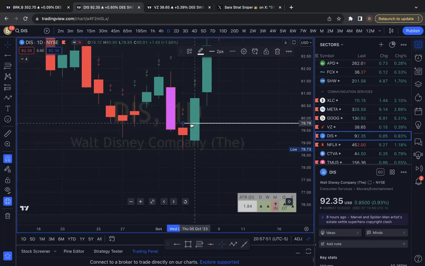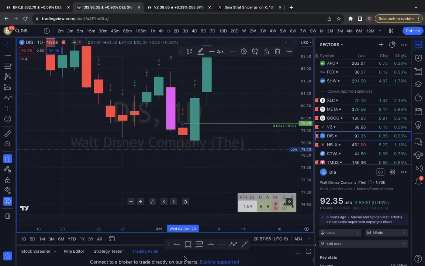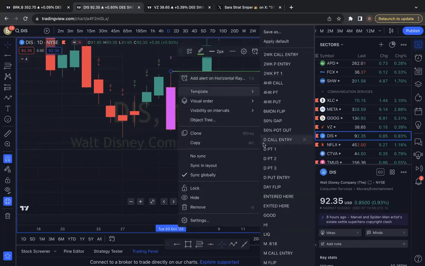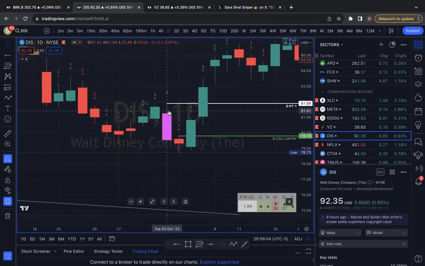So this would be our call entry to go long. And then this would be our price target all the way up here. Now that's a big range, so it may not play out that day, but part of the strat is to trust that it's going to reach it at some point, which it did. It took 2 days to do it, but it did reach its price target.